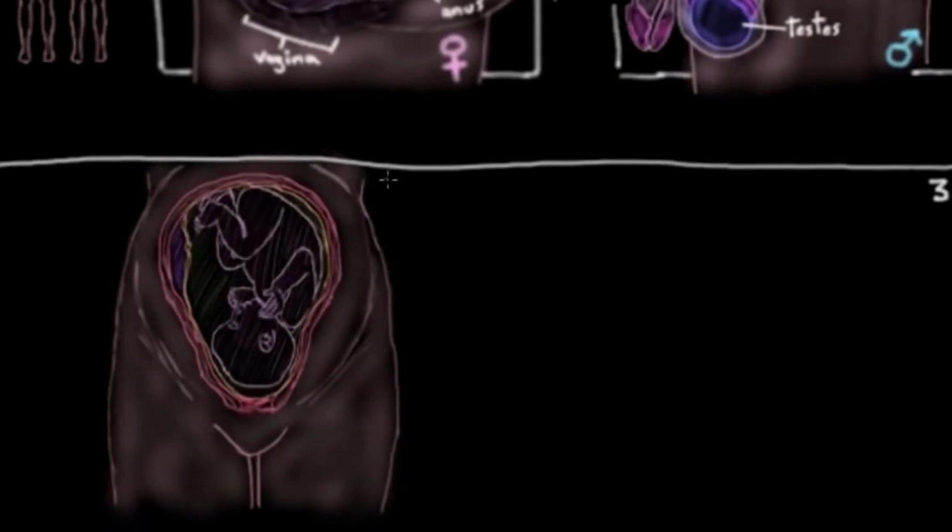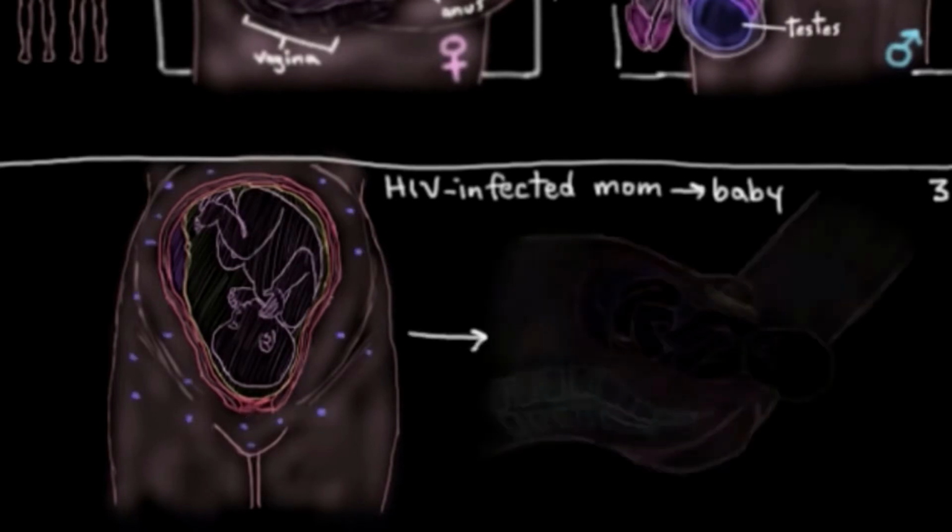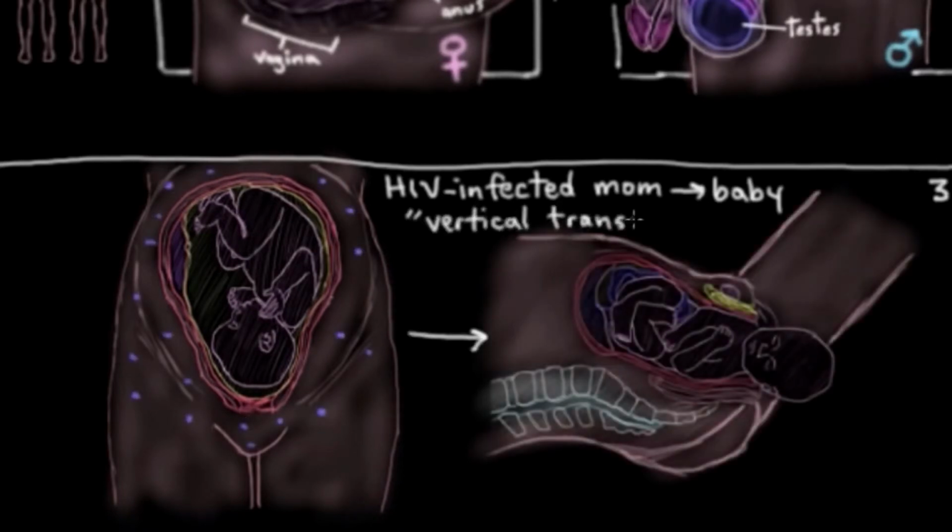Well, it's actually from an HIV-infected mom to her baby during childbirth. And, kind of alarmingly, around 90% of the HIV that we see in kids, they got in this way from their mom during their birth, which is also called vertical transmission, mom to child during gestation or during birth.